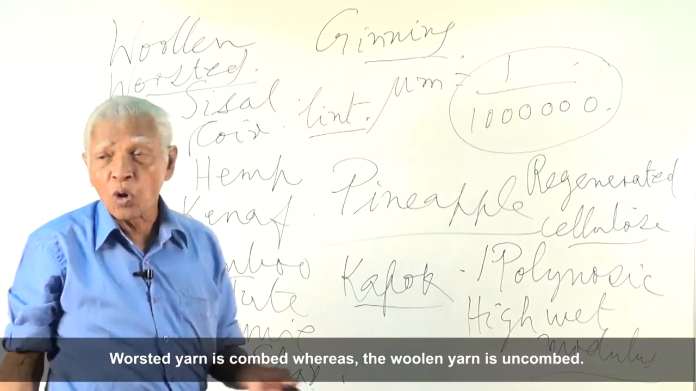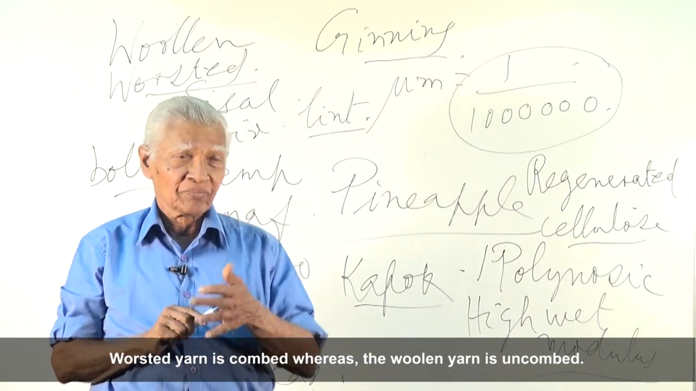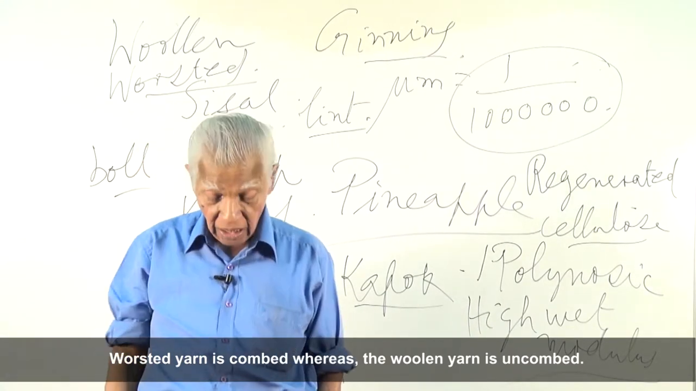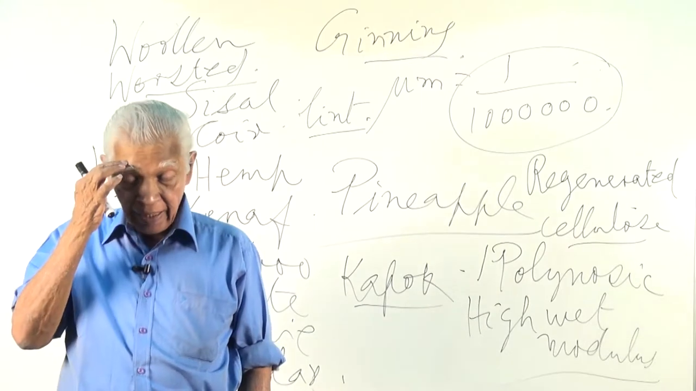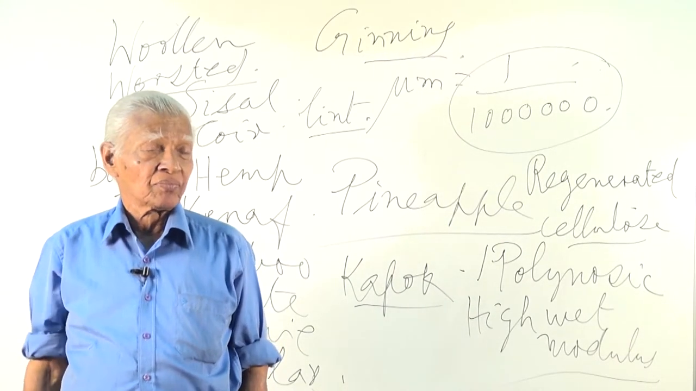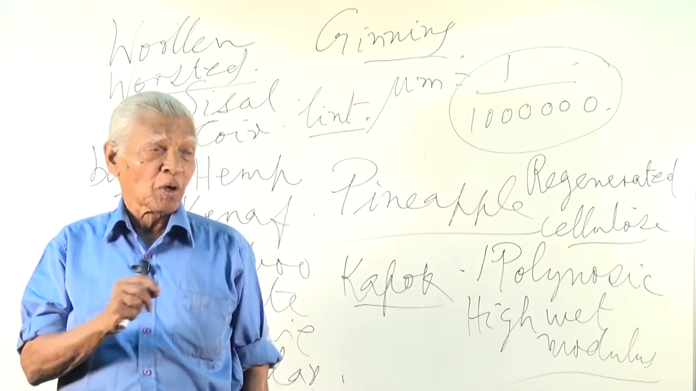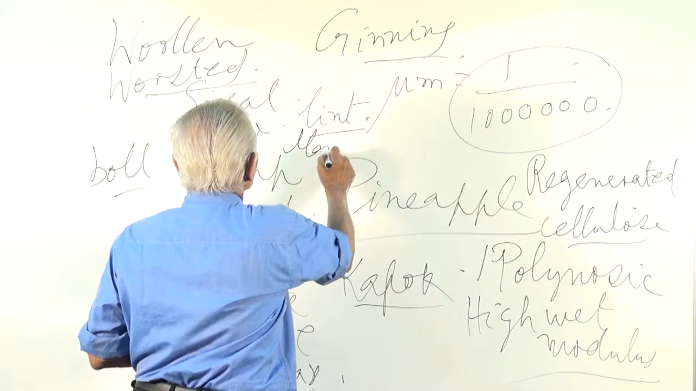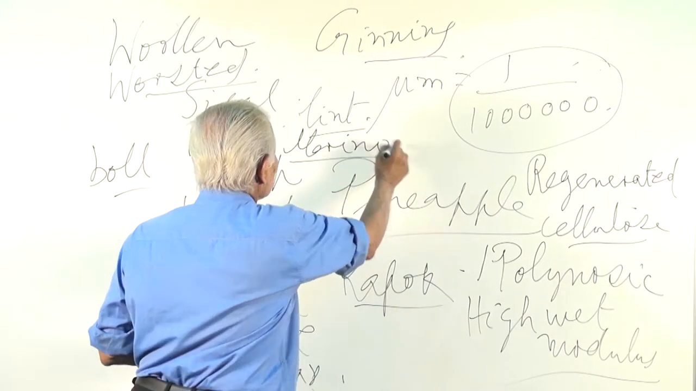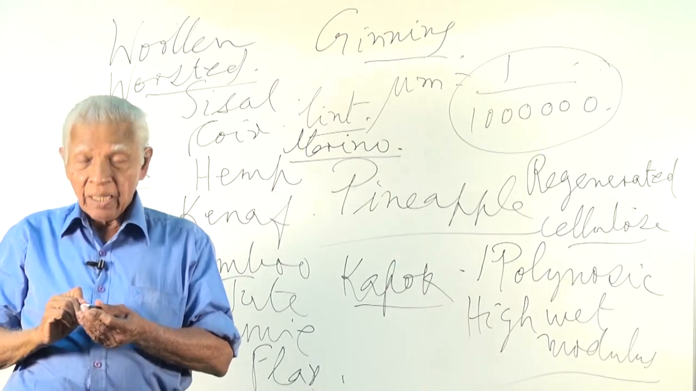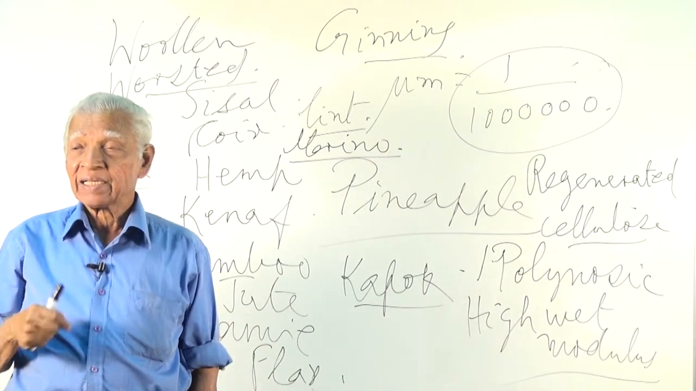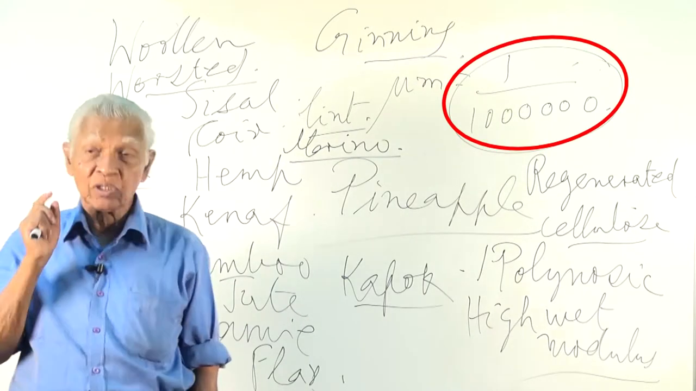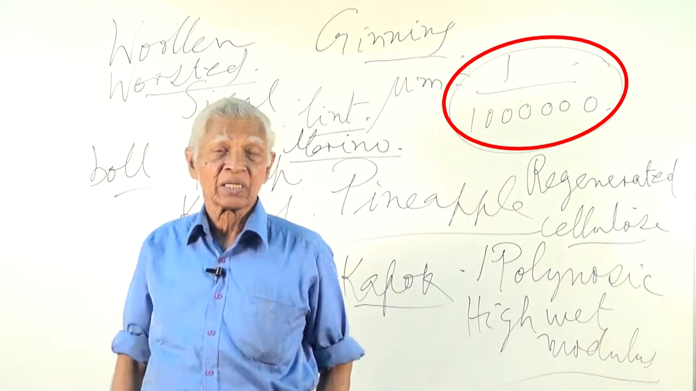Now, worsted yarn is combed, whereas the woolen yarn is uncombed. So, naturally, the combed yarn is more fine compared to the carded yarn. And there are several types of wools which are available. The most popular of these is called merino wool, which is obtained from sheep in Australia. It is a finer wool, and it has a diameter of around 24 microns. 1 micron, as I said, is equal to 1 divided by 1 followed by 6 zeros.